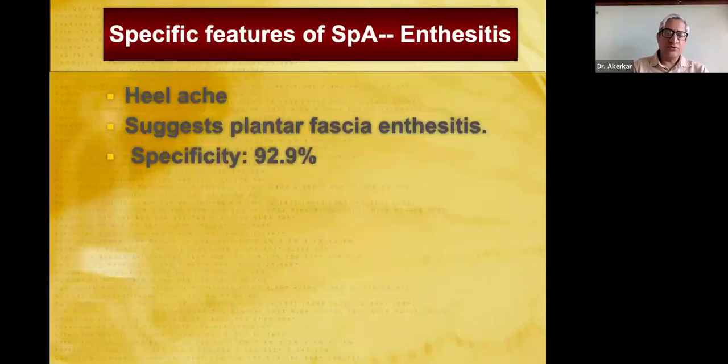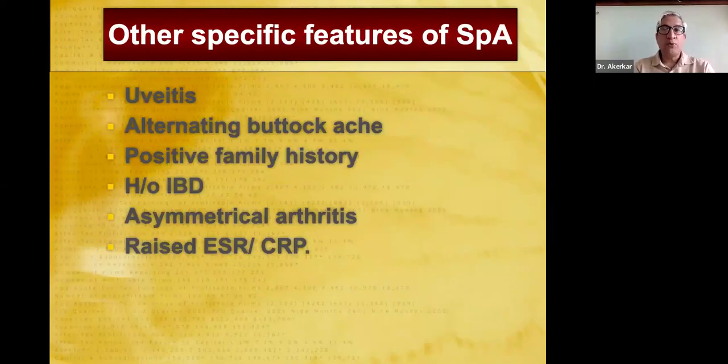So this is enthesitis. When you look at a spondyloarthritis patient, don't forget to look for dactylitis. Don't forget to look for and ask about enthesitis. Heel pain, as I said, is plantar fascia enthesitis. So this is again a part of enthesitis only. What are the other features? Uveitis, alternating buttock pain. When you take the history of back pain, be very specific about asking for gluteal pain, and whether it is alternating. What do you mean by alternating gluteal pain?